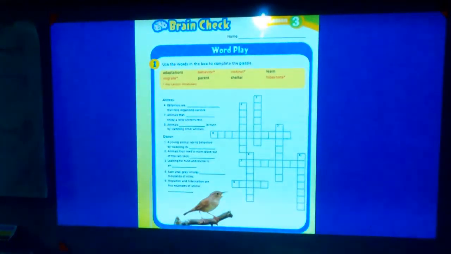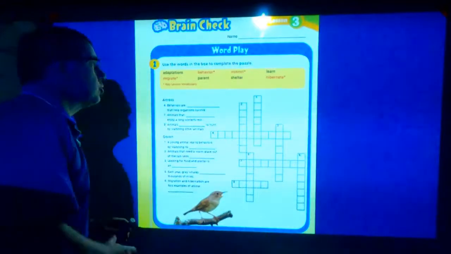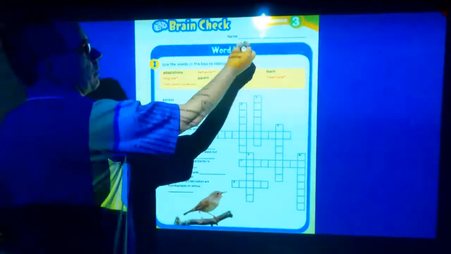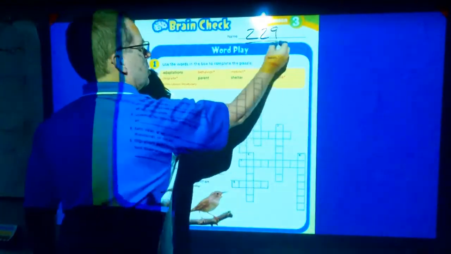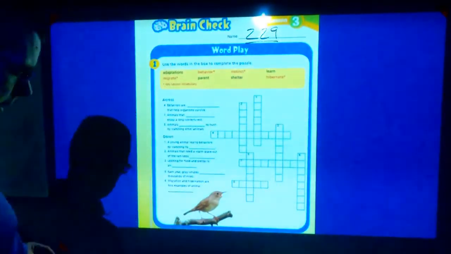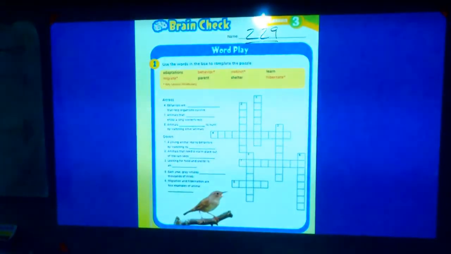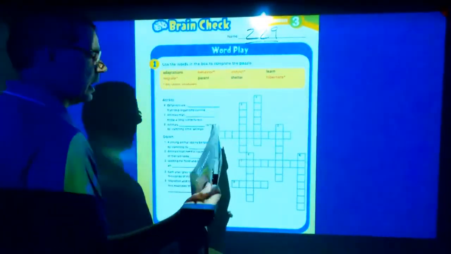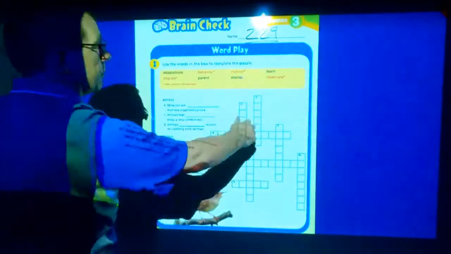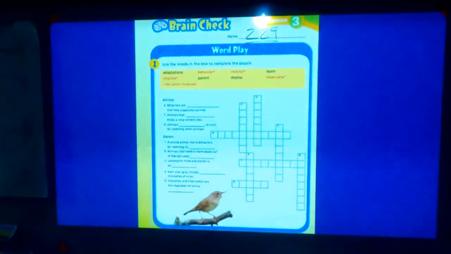All right, so we're back in our science book. We are on page 229. I'm going to write on the name part because you can't see it. So you need your pencil, you need your science book, of course. It's, in case you didn't know, the one with the cool lizard on the front. I like my lizard. And then it's on page 229. We're doing a crossword puzzle.